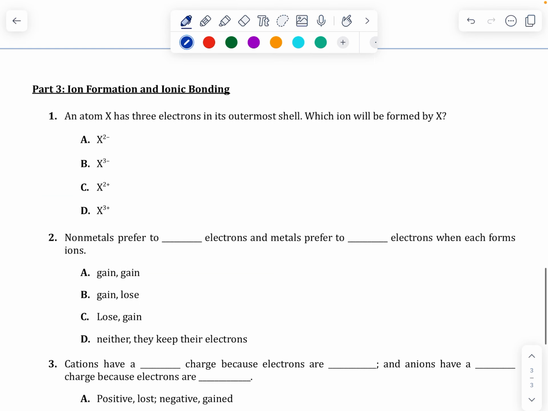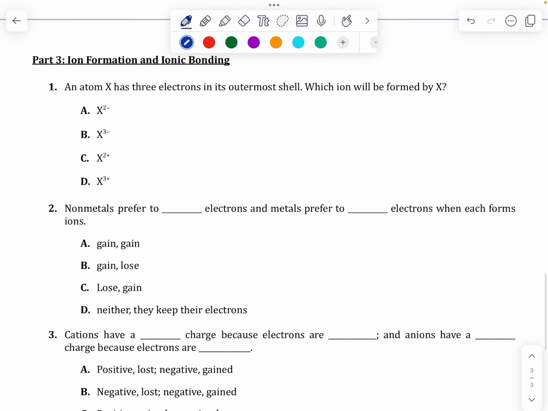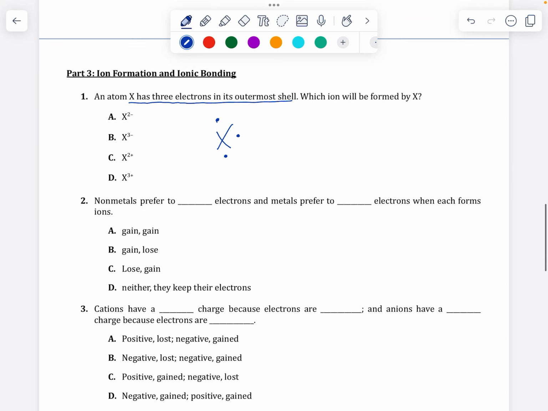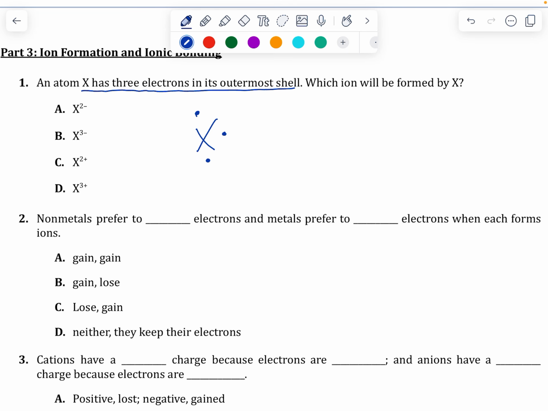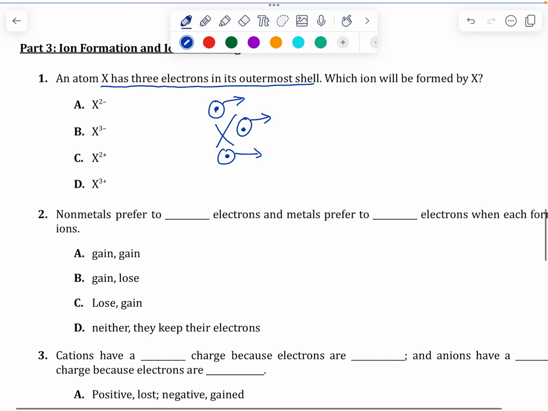All right. Last but not least, a couple of multiple choice questions. If an atom X has 3 electrons in its outermost shell, which ion will be formed? So, something that has 3 valence electrons. You think, which is easier for it to do to fill its octet? Do you lose those 3 or do you gain 5 more? You have to lose those 3. Once those 3 end up going somewhere else, we are now becoming more positive by 3. So remember, it's a little counterintuitive with electrons, but that is going to give us the ion charge of a positive 3.